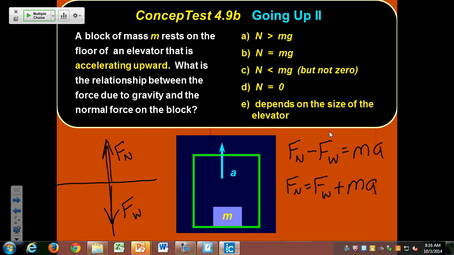If my normal force is equal to this, and this is positive because it's accelerating upward, that's going to be the weight plus this extra value. So the normal force is going to be bigger than the weight. If it was accelerating downward, if this was negative, would the normal force be bigger or smaller than the weight? It would be smaller than the weight. All right? You okay with this?